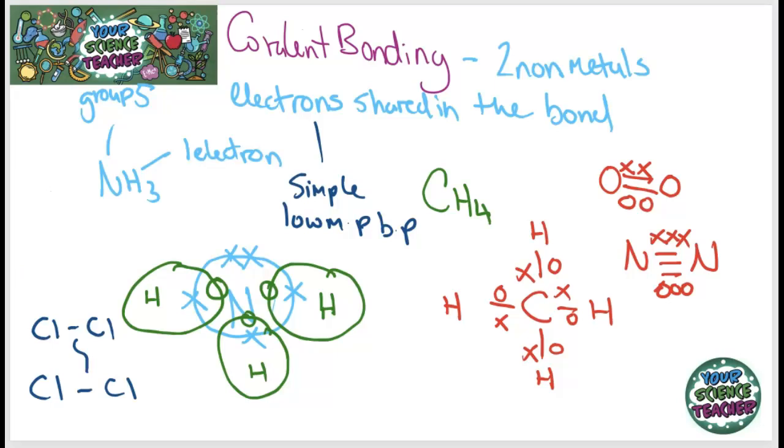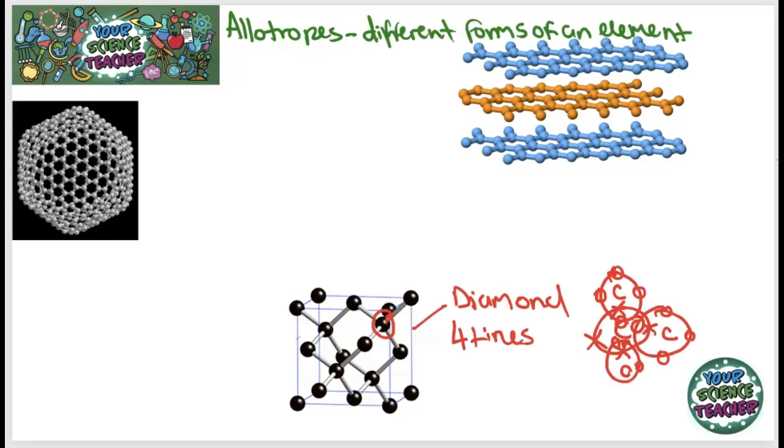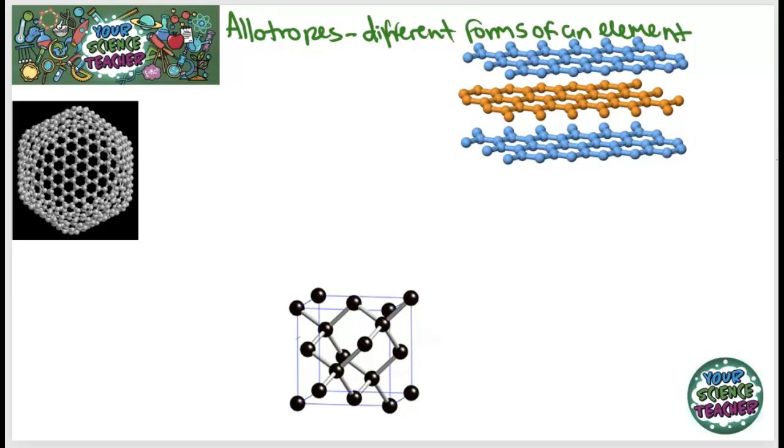But covalent species do not need to just be simple, they can be complex. When we look at these giant covalent compounds, we are looking at what are called allotropes of carbon. Allotropes just means different forms of the same element. All of these giant covalent compounds we're going to look at are allotropes of carbon, meaning they're made up of carbon.